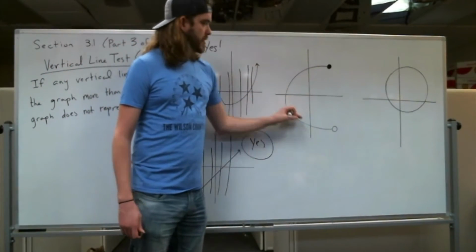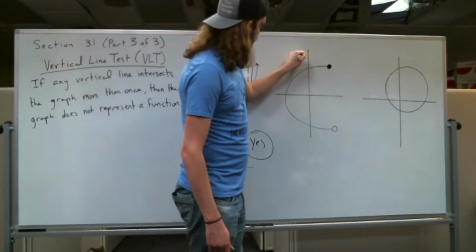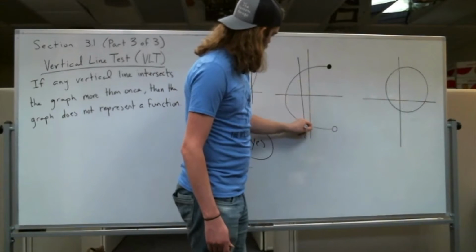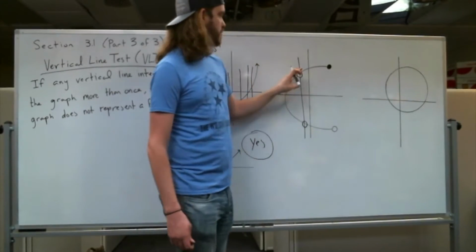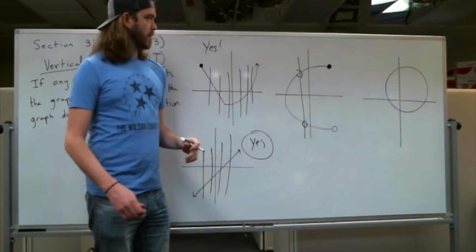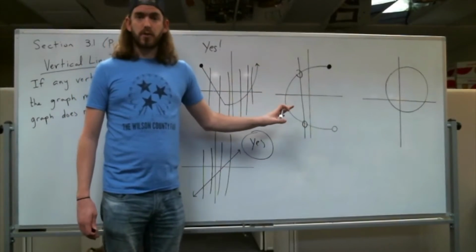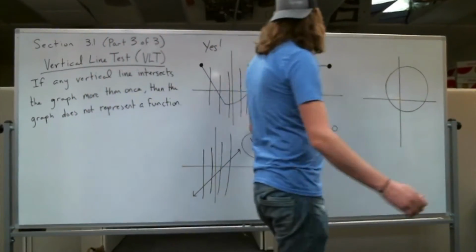Let's look at this one right here. So we have a sideways parabola. We draw a vertical line straight up and down, you're going to see that it intersects the graph twice at this point. That means that this is not a function according to the vertical line test. So this is a no.